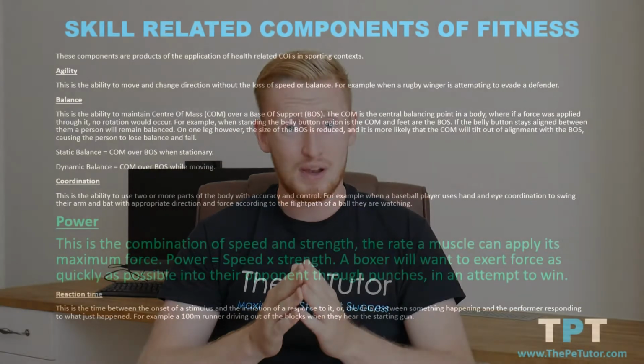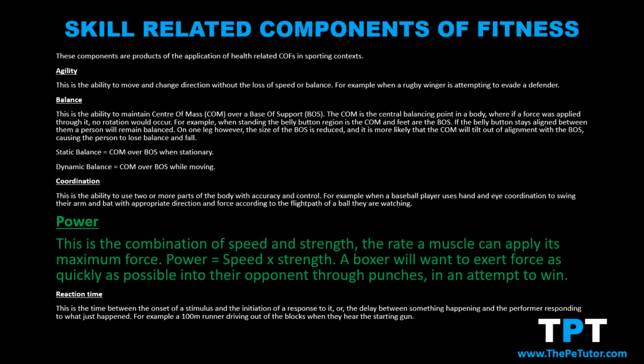The P in our acronym is for power. Power is the combination of speed and strength, or it's the rate at which a muscle can apply its maximum force. The sum for calculating power is speed times strength. Power is an essential component of fitness for a boxer who needs to land powerful punches on their opponent in order to try and win.